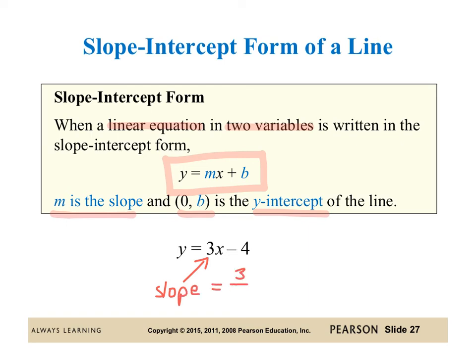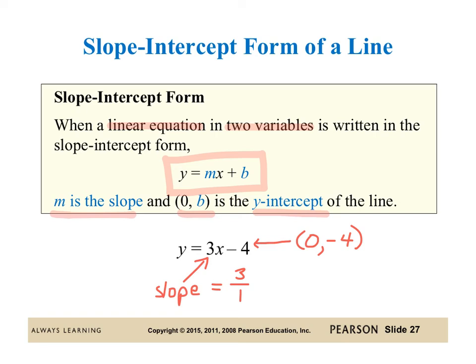And since it's always a fraction, it's 3 over 1. And we also notice that the value of b is -4, so that means it's going to cross the y-axis at 0, -4.